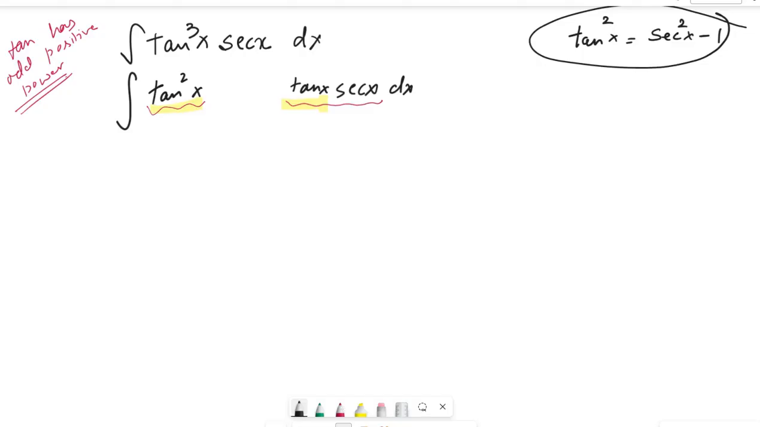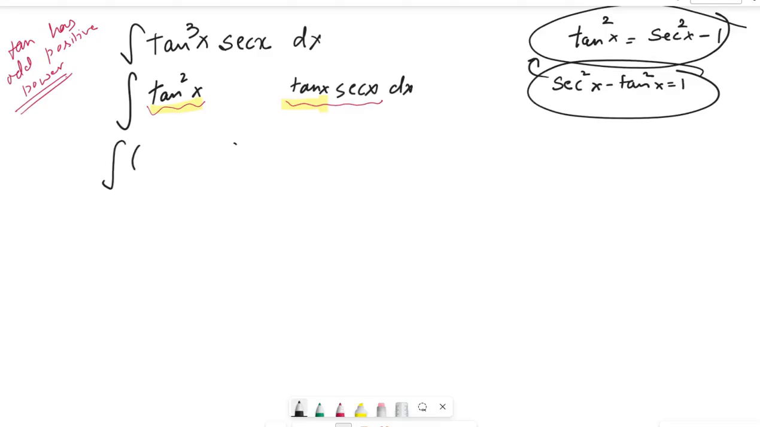This is the trig identity which you've learned in pre-calc, which was secant squared x minus tangent squared x is equal to 1. Using that, we are coming to here. So we will replace tangent squared x by secant squared x minus 1, times this which we will hold on to. You will see in a minute what that does.